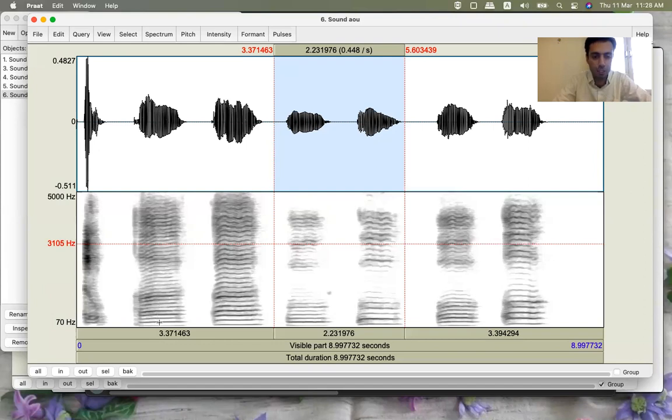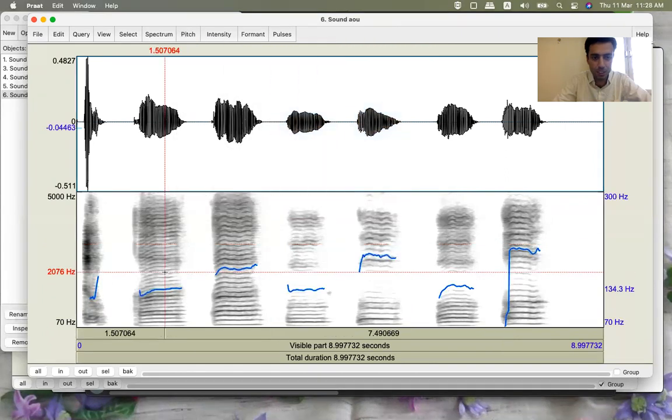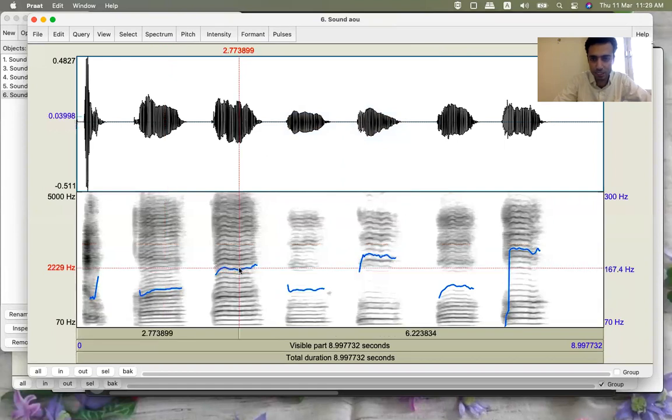The pitch here was how much? I don't remember. Show pitch. The pitch here is 134 hertz. The pitch here is 167 hertz. But the overall structure looks very similar. But you compare it with oo sound, the overall structure looks so different, right? Here you have dark regions, here you have suddenly light regions.